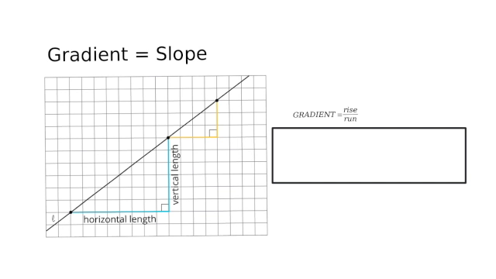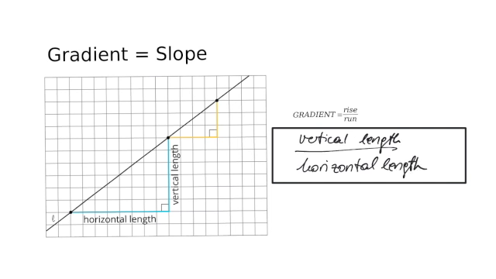So we now know that the gradient is equal to rise over run, or we could also say it is equal to vertical length over horizontal length. And I would like you to write this in your book. And in your book, I would like to see this whole part here. Gradient is equal to rise over run.